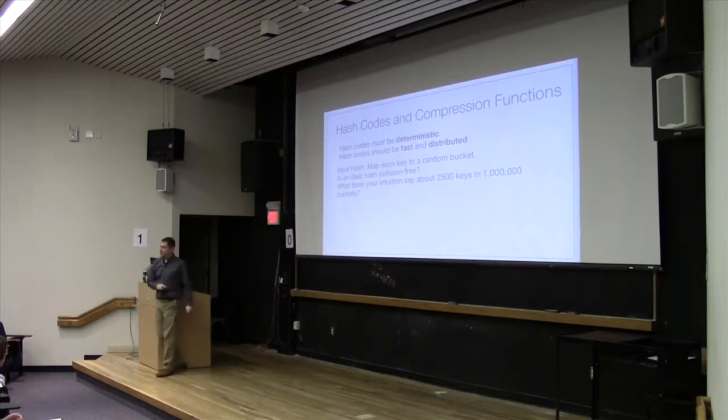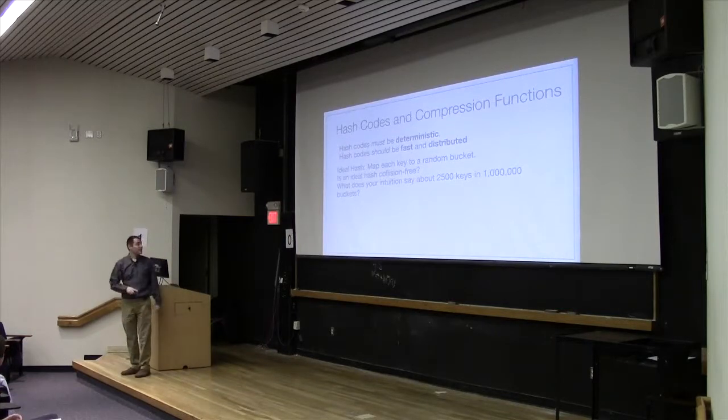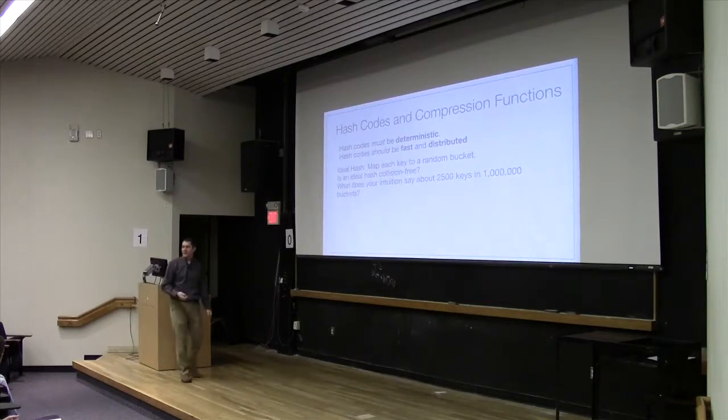Let's think about this for a second. Even a great hash, right? If you had 2,500 keys and 1,000,000 buckets, what do you think the actual probability of having a collision is? 2,500 keys, 1,000,000 buckets.